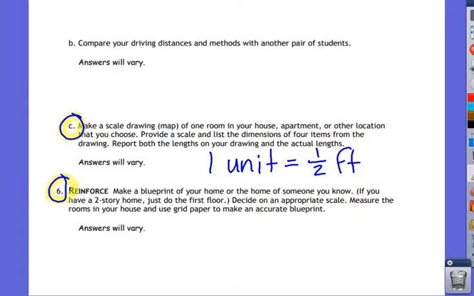Now number 6. 6 is creating a blueprint of your home or a home of someone you know. Am I going to go to anybody's home and check this? No. For our home, we're going to use the scale 1 unit equals 2 feet. So number 6, you're writing 1 unit equals 2 feet. That's the scale we're going to use.